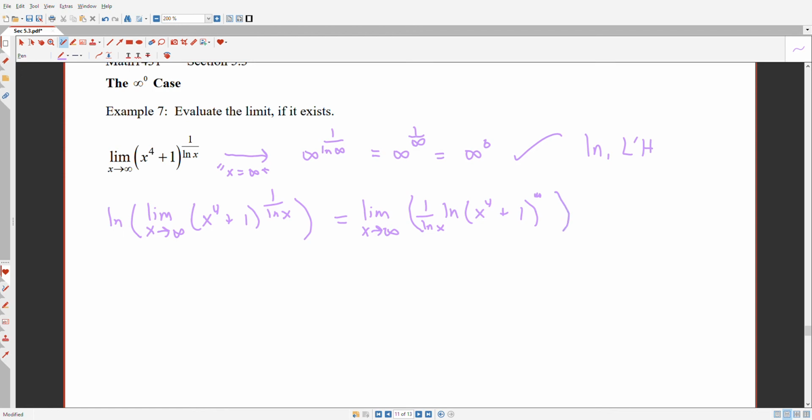So what I'm really looking at here, let me switch colors. It seems to me that these colors are getting more annoying the longer I stay with them.